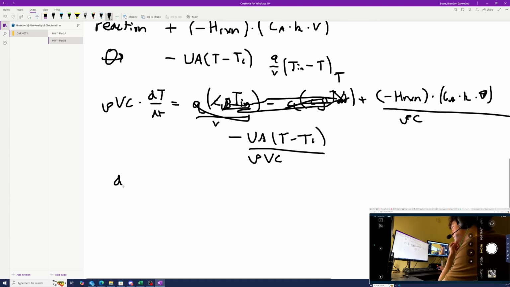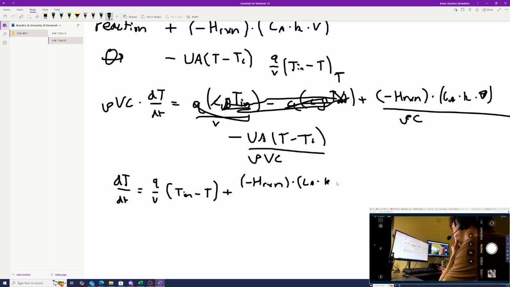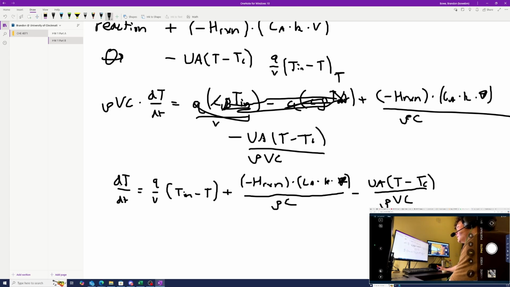So that leaves us with dT with respect to time is equal to Q over V times temperature coming in minus the temperature of our system, plus the negative heat of reaction multiplied by concentration times k, over rho C. Lastly, minus heat transfer coefficient times our temperature minus temperature of the cooling water, all over rho V C. And this is how we will calculate the change in temperature in our well-mixed steady state CSTR.